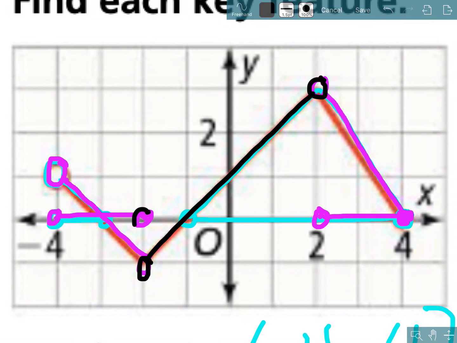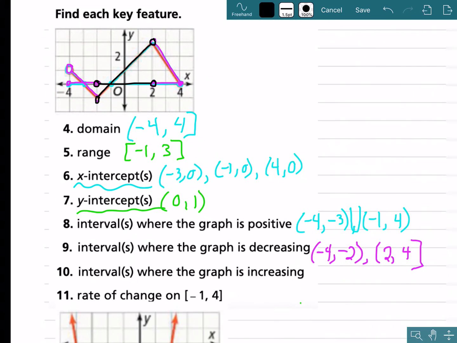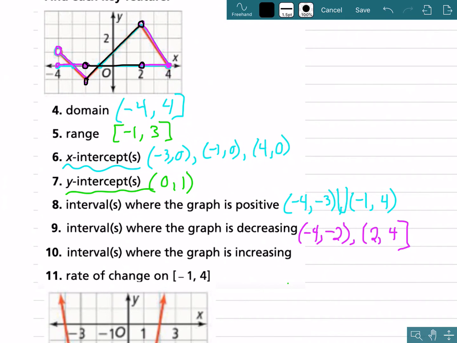So this, open circle, here we go. It's going to be all those points. So essentially, the rest of the domain is where it's increasing, right? So from -2 to +2. Okay, so those are my intervals of increase and decrease. All right. Next thing we're going to take a look at, the last thing, is the rate of change on the interval -1 to 4.